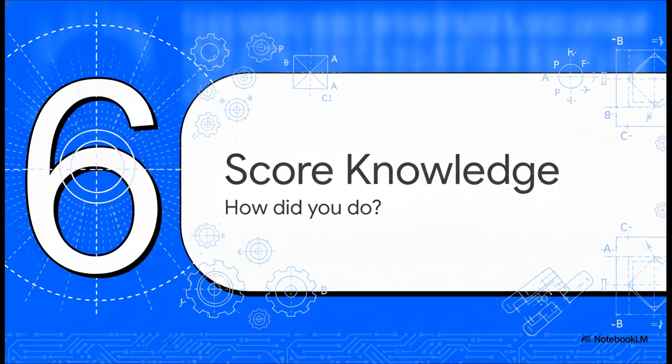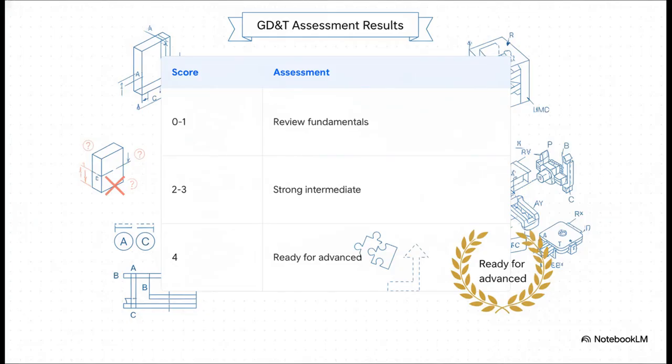Section 6. Score your GD&T knowledge. So how did you do? Let's check out the assessment table. If you got 0 to 1 correct, hey, don't sweat it. But you definitely need to review your GD&T fundamentals, especially regarding material conditions and datum defaults. If you scored 2 to 3 correct, you possess a strong intermediate understanding of the ASME standard. You're actually applying the rules functionally, which is great.